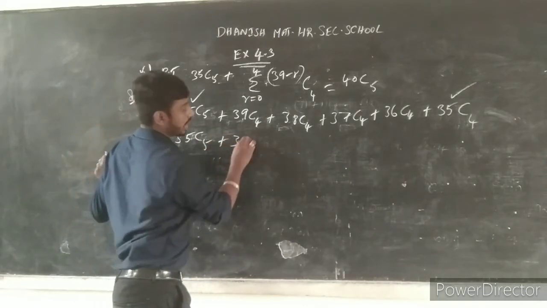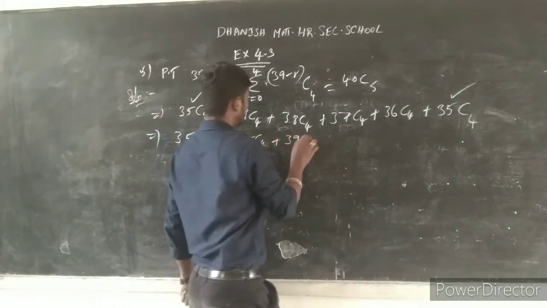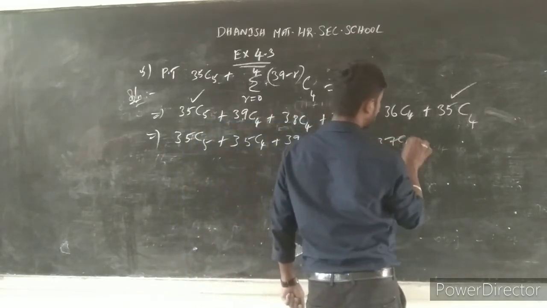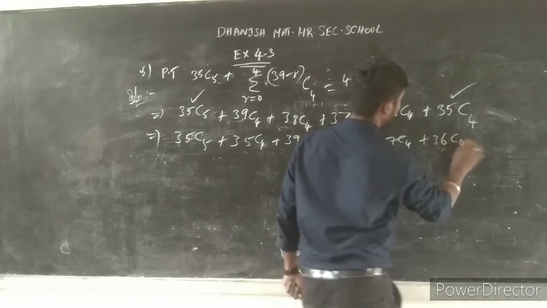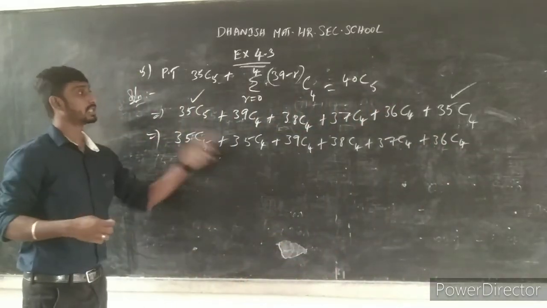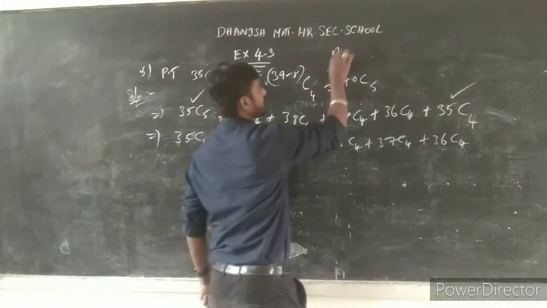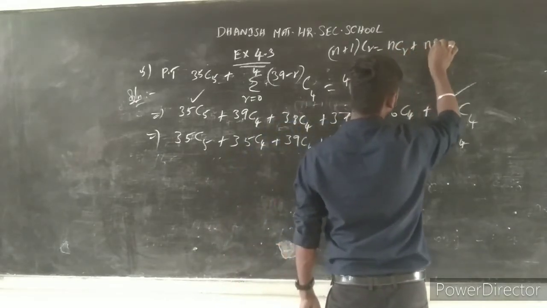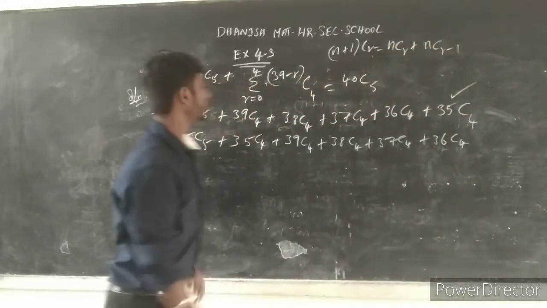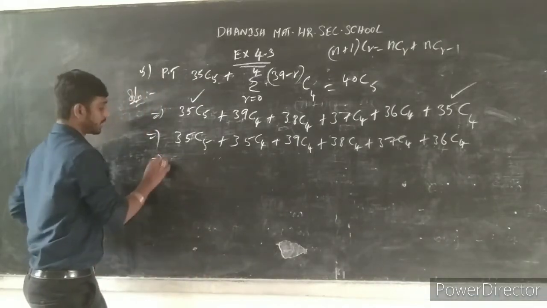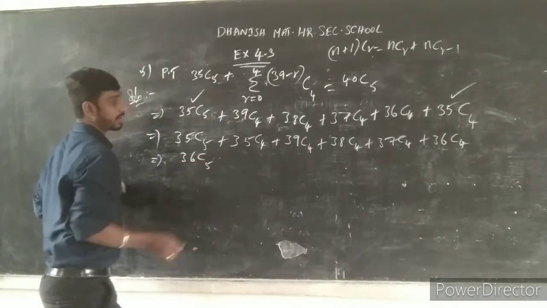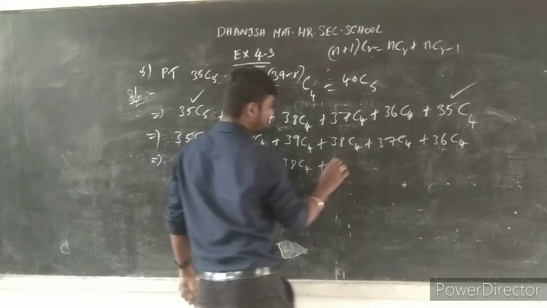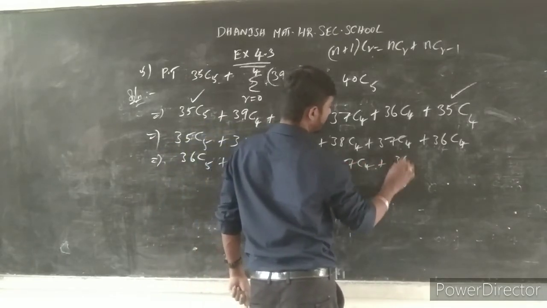Rearrange 35C4 plus 39C4, 38C4, 37C4 plus 36C4 here. So like this, we are using the n plus 1 form: (n+1)CR equal to nCR plus nC(R minus 1) form. So now apply here. We are getting like this: 36C5 plus 39C4 plus 38C4 plus 37C4 plus 36C4.